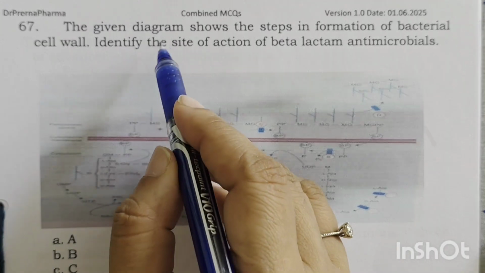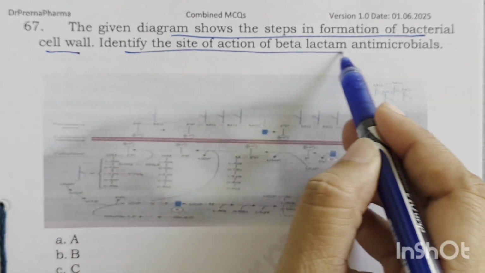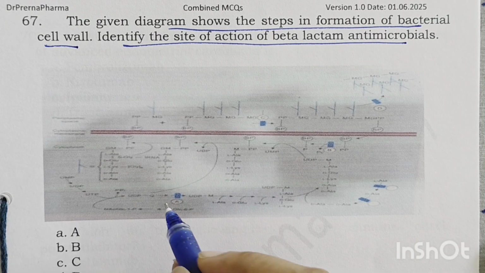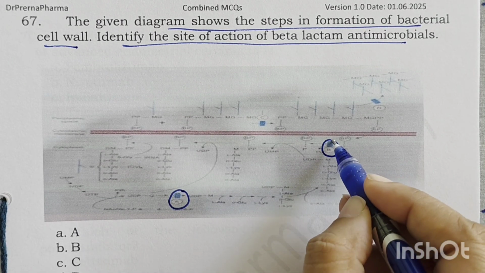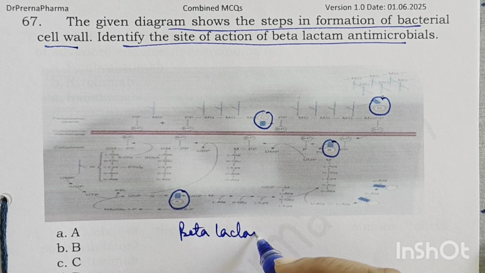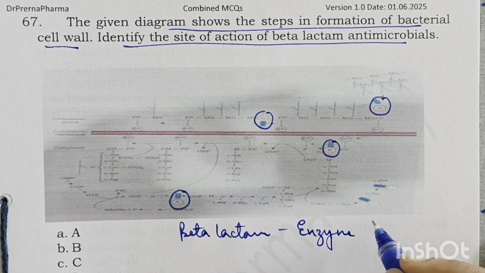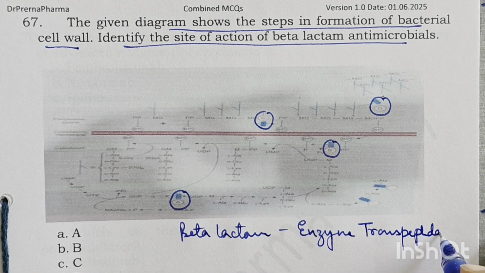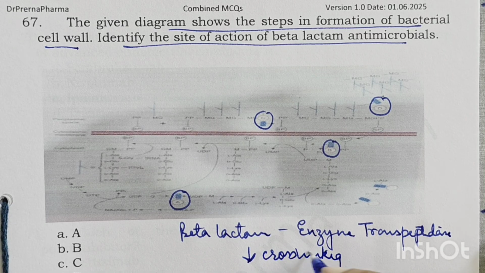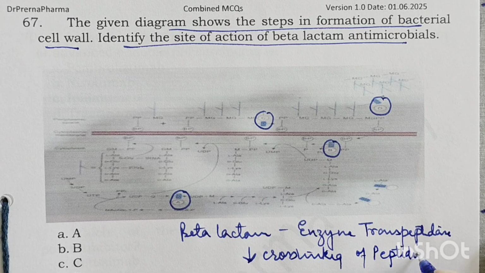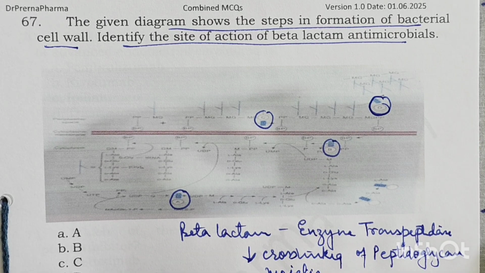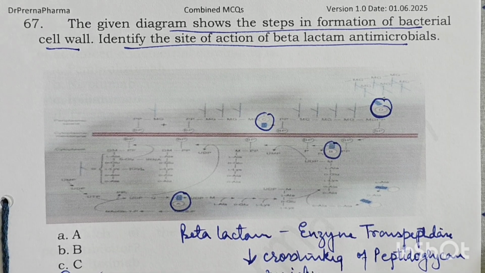Now here you see the given diagram shows the steps in the formation of bacterial cell wall. Identify the site of action of beta-lactam antimicrobials. Now I know the diagram is not very clearly visible, so I really cannot do justice with this question. This is the site of drug A, this is B, this is C, and this is D. Now remember that beta-lactams basically inhibit the enzyme transpeptidase, right? They inhibit transpeptidase, and this inhibition of transpeptidase then results in inhibition of cross-linking of peptidoglycan moieties. So this is the action, and this action is here D. So the answer here is D. That is for the beta-lactam antimicrobials.